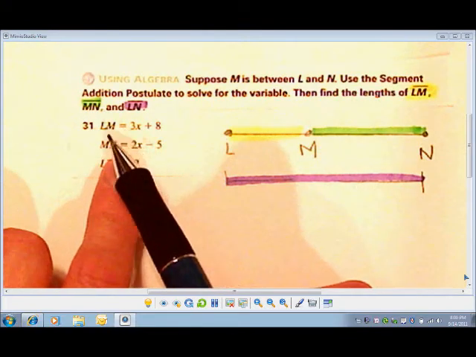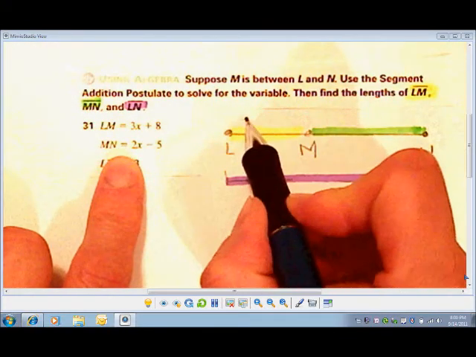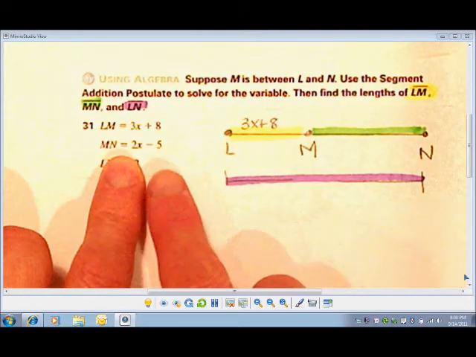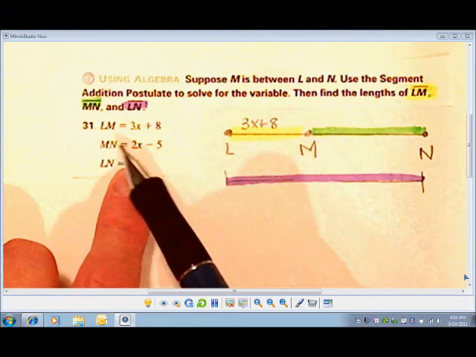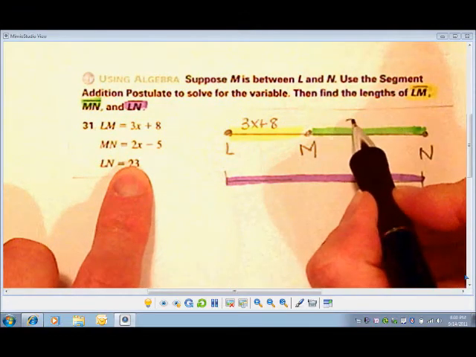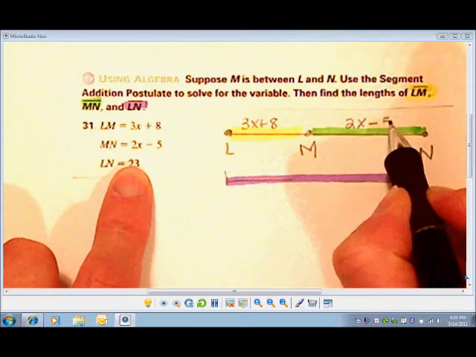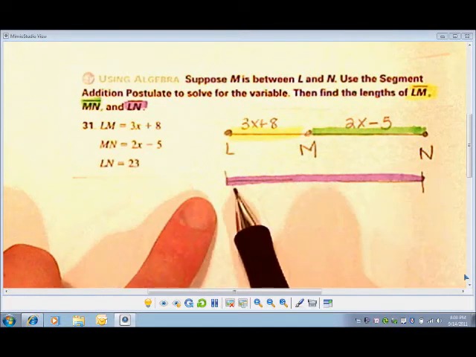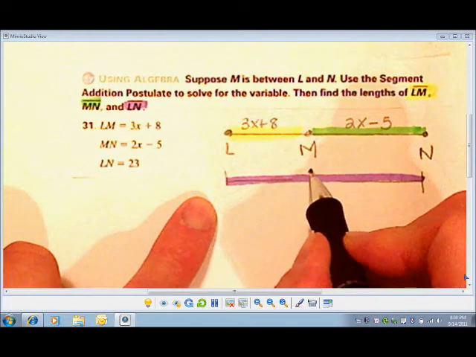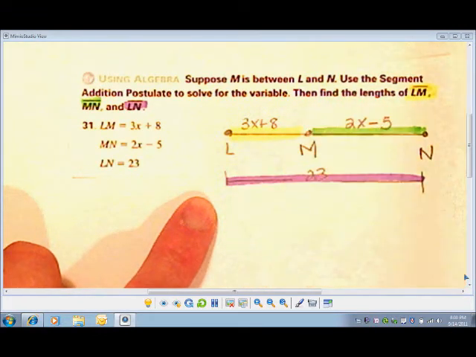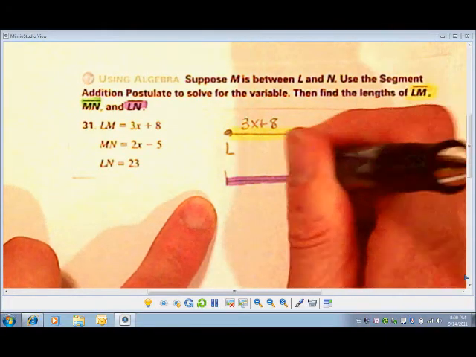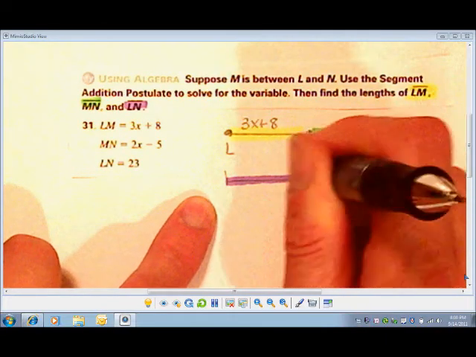So let's see what information they give me. They tell me that line segment LM is 3x plus 8. So I'm going to write that right here. That's what that line segment distance is. The line segment distance MN is 2x minus 5. So I'm going to write that right there. And then the entire segment is the length 23. So I'm going to write that right there. Okay, actually I'm going to write it down beneath so we can see that a little bit clearer. I'll erase that.